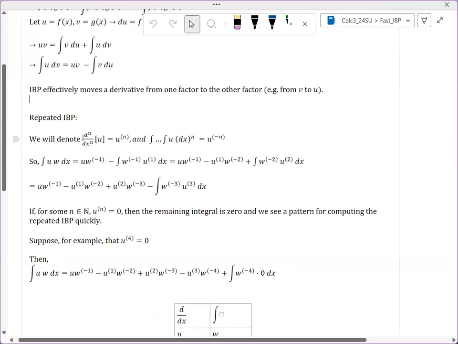So for repeated integration by parts, we'll denote the nth derivative of u as u with superscript parentheses n, and repeated integrals of u, or the nth antiderivative of u, as u with superscript parentheses minus n. So these aren't powers in the sense of exponents. They're a notation for the nth derivative, u superscript (n), or for the nth antiderivative, u superscript (-n).